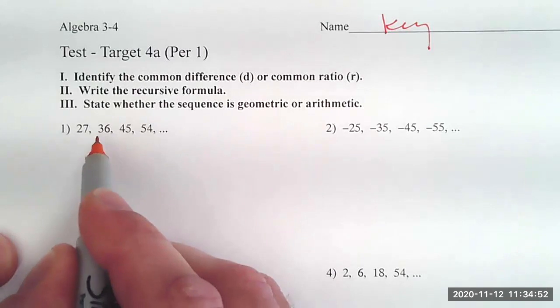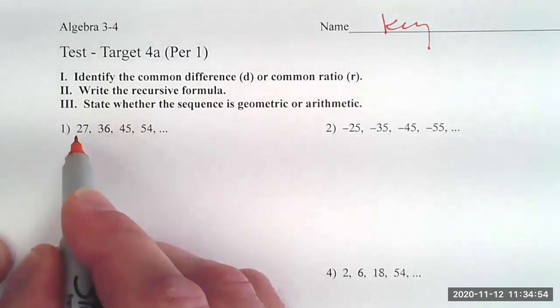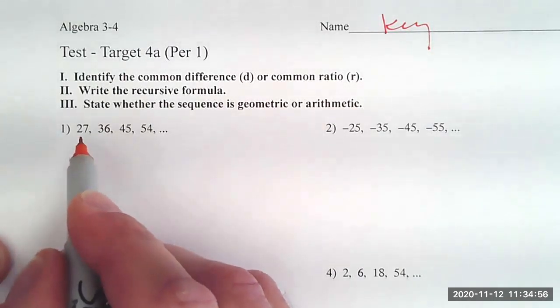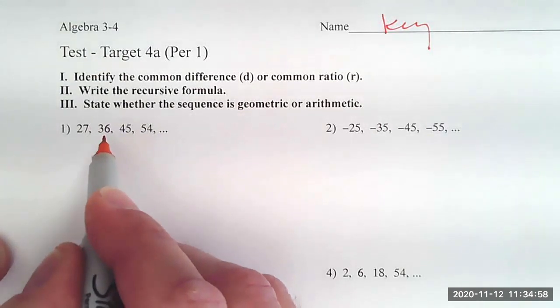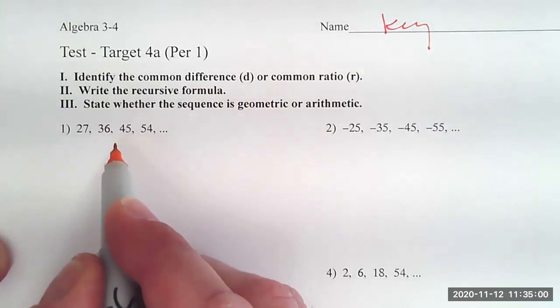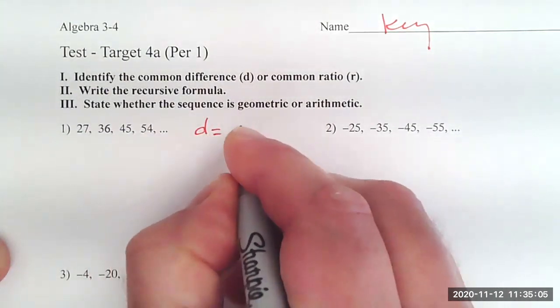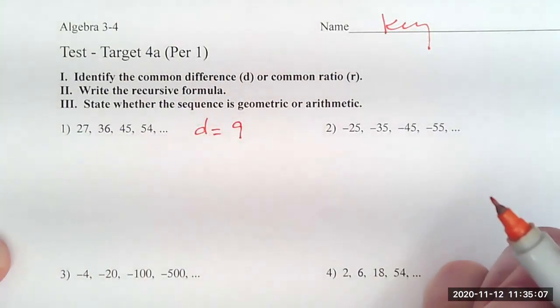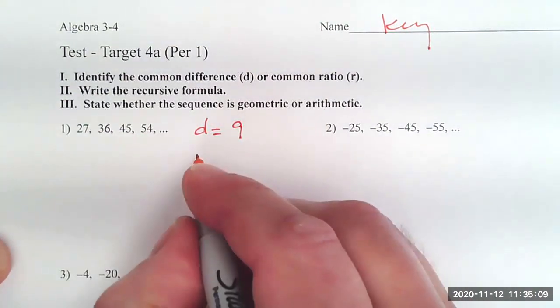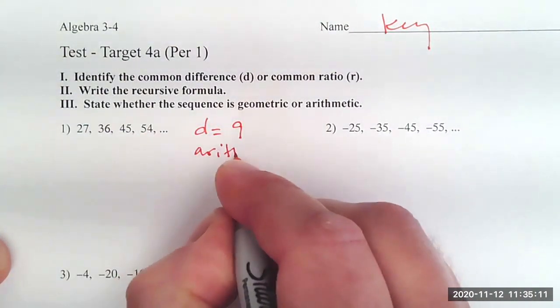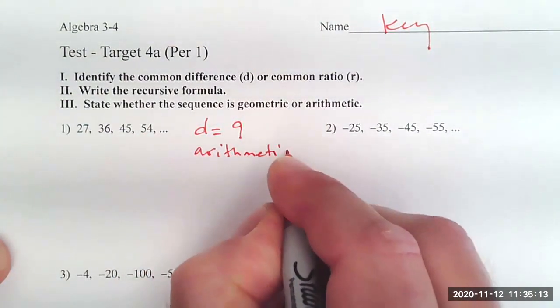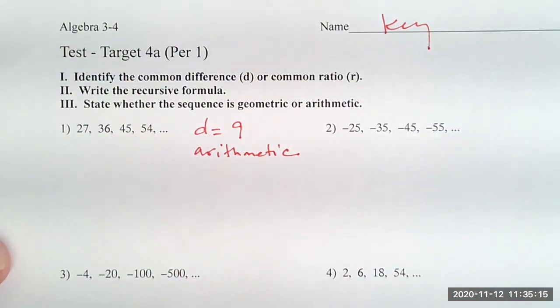If it's arithmetic, there's a common difference. 36 subtract 27 is 9, 45 subtract 36 is 9, 54 subtract 45 is 9. There's my common difference. My D equals 9, or positive 9, and I know that this is arithmetic. So I need to write the recursive formula.